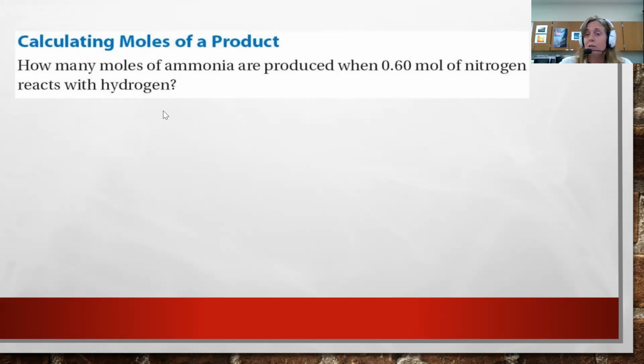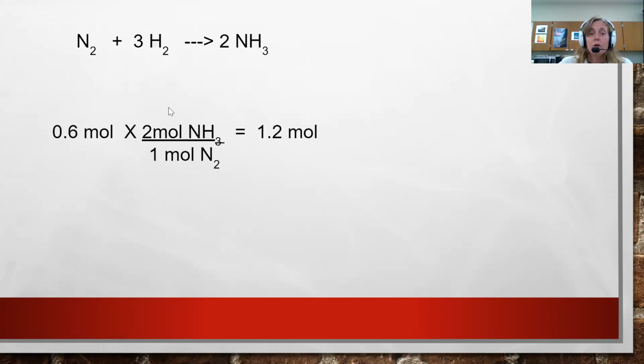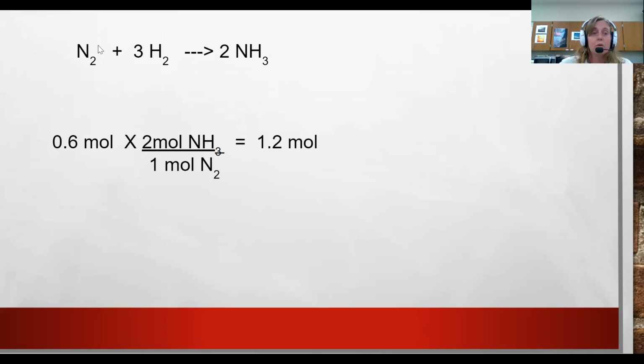Okay, so let's do an example problem. So you're going to start your problem out, and I'm going to have to move this real fast. Okay, I'm going to move that to the bottom so it doesn't interfere with what we're doing. I set up the balanced equation here. You have nitrogen reacting with hydrogen to produce ammonia. The balanced equation is the most important part because this is how you determine the mole ratio.